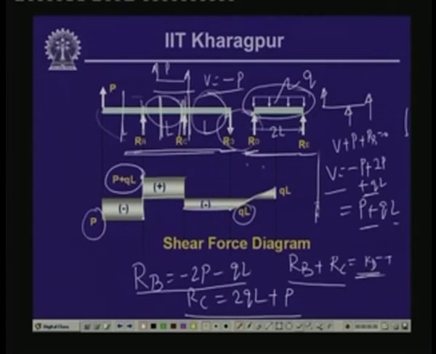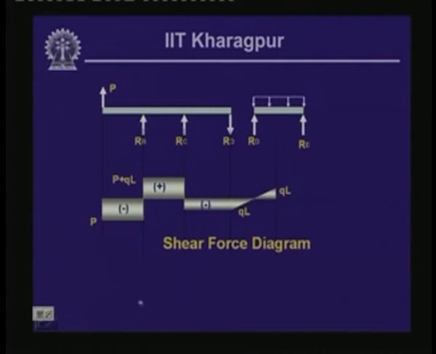So, this is the variation of the shear force over the entire length of the beam. Now, here if you note, this is the maximum value of the shear force that we get anywhere within this. Here it is P, here it is Q L, here it is Q L, here it is P plus Q L. So, the maximum value of the shear force is P plus Q L, which occurs just after this particular reactive force B, and this is what was asked for in this particular example.